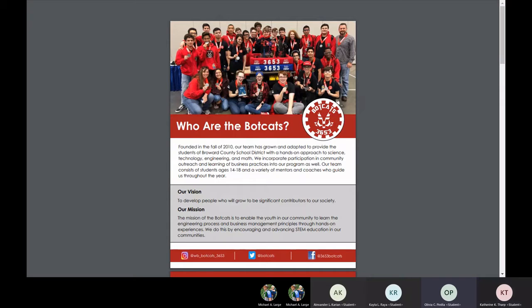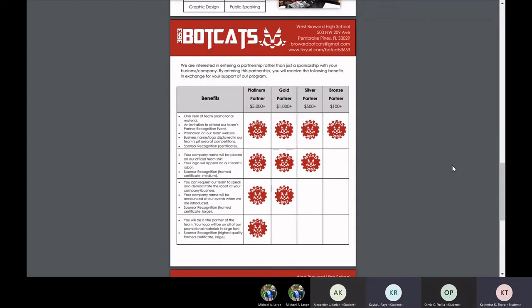Team 3653. Our goal is to develop people who will go on to be significant contributors to our society, and we aim on enabling the youth in our community to learn the engineering process and advance STEM education in our communities. Our team always emphasizes that we are looking for a partnership, not just a sponsorship. We want to benefit you as much as you're benefiting us.